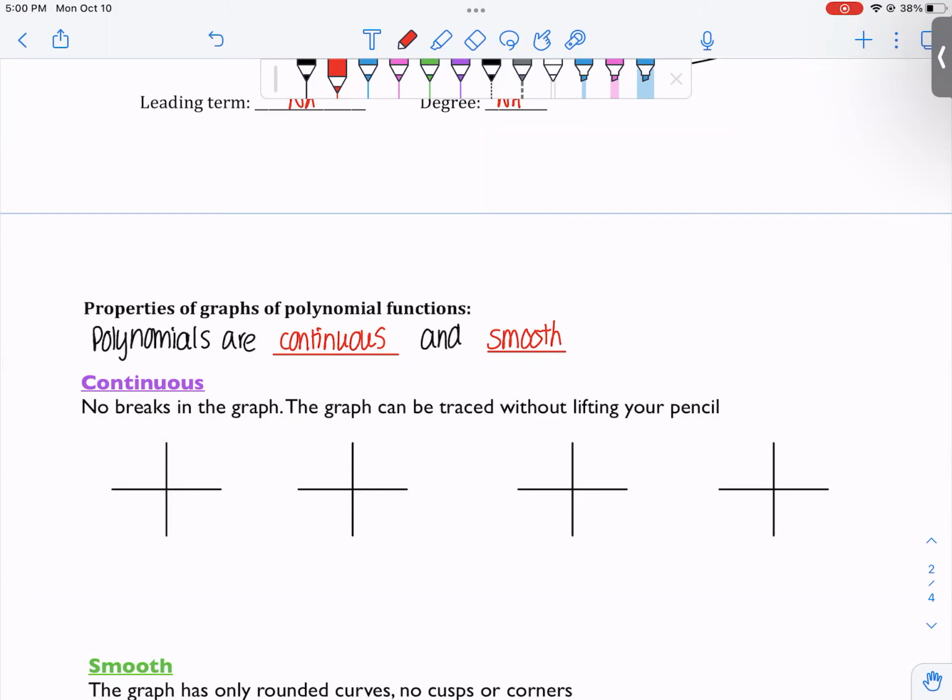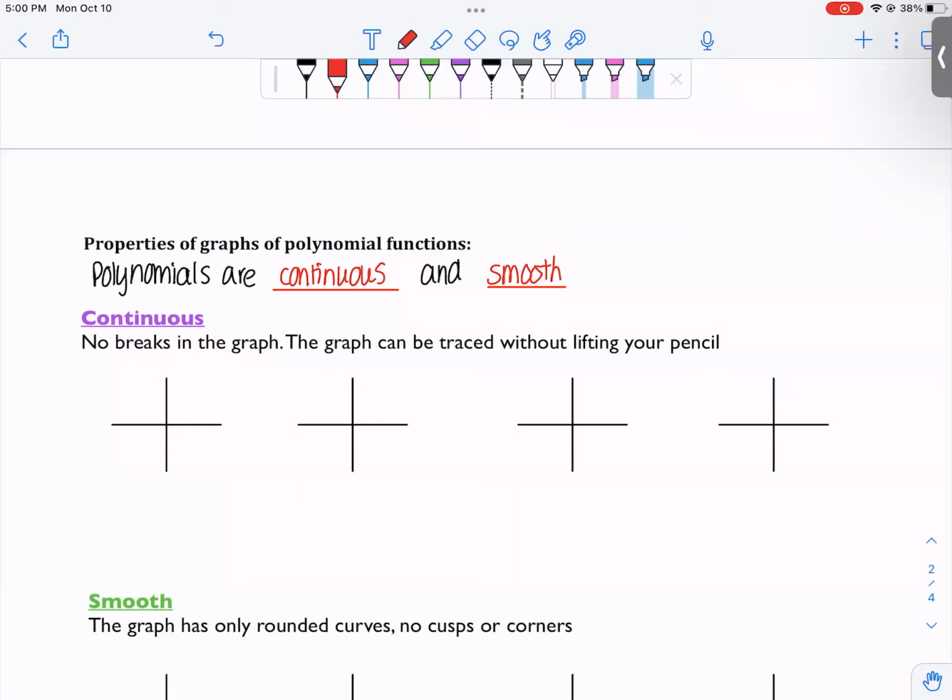Continuous and smooth. Let's talk about both of these properties. Continuous is going to mean there's no breaks in the graph. The graph can be traced without lifting our pencil. I'm going to pause the video, draw a few graphs, and then we'll talk about whether or not they are continuous.